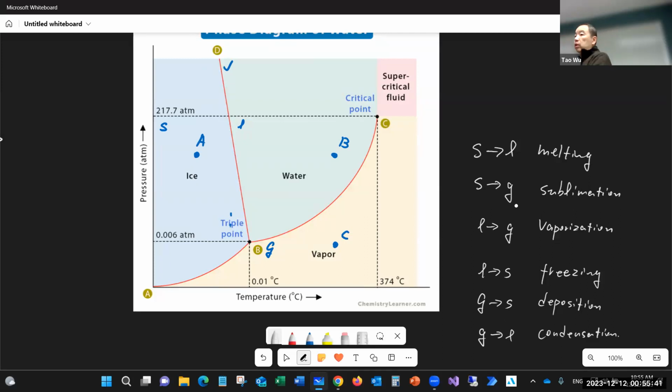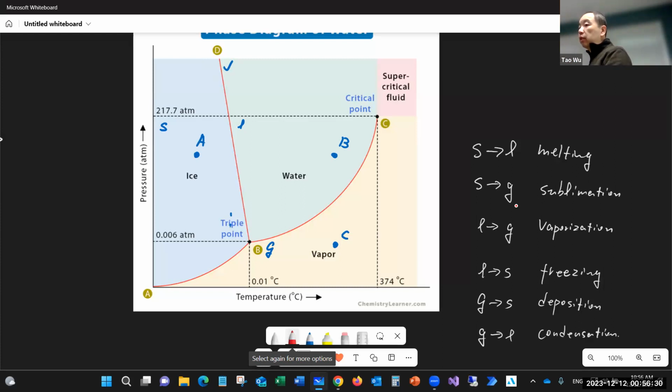So in general, we just need to understand what it means if we go from one point to another. Let's say we want to change from B to C. What is the parameter we need to change from phase B to phase C? Do you increase or decrease the pressure? You decrease the pressure. When you decrease pressure, we can change from liquid to the gas phase.